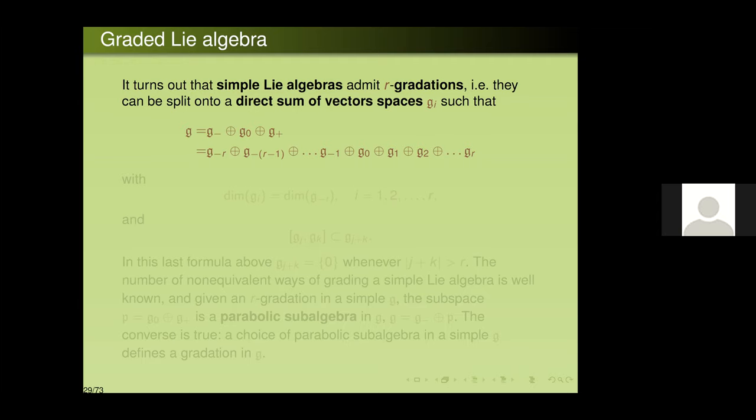So this will answer you. And then you can calculate what is the R for the given parabolic and what are the dimensions. The story is that it's always symmetric: there are as many R's as minus R. But how many of them there are is as many as the possible distributions of crosses on the Dynkin diagram. So it's a purely combinatorial thing. Okay, thank you.